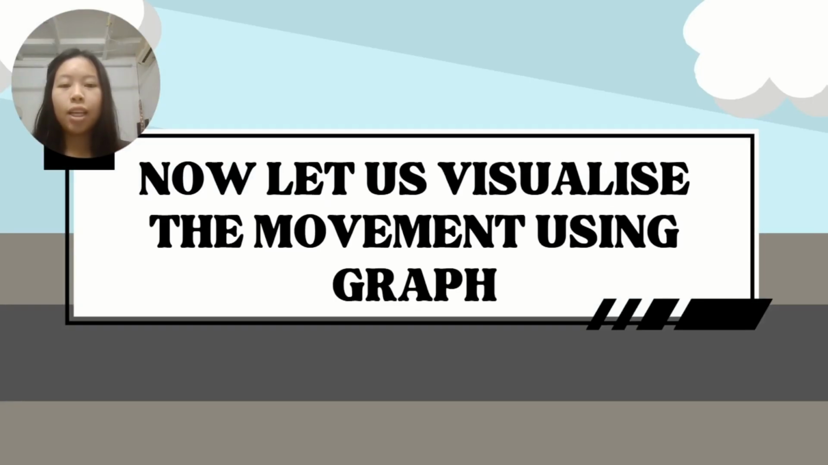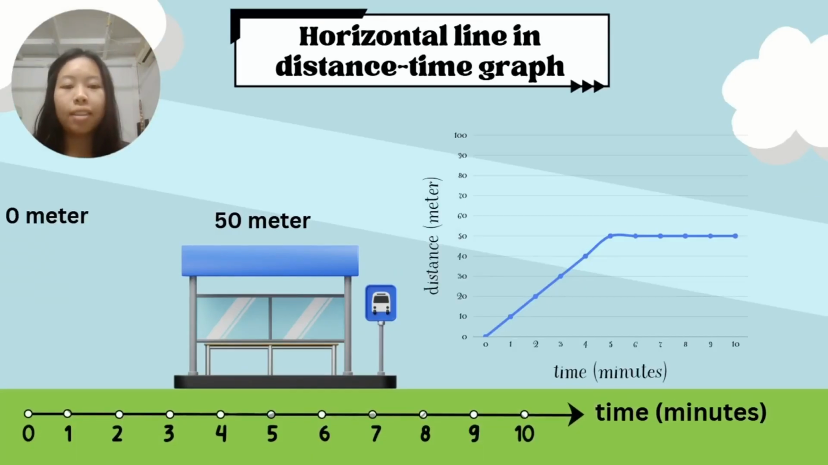Now let us visualize how the movement looks using the graph. At the right side, we can see the example of distance time graph. And at the left side, there's a boy at his home, which is the original position, 0 meter, and also the bus stop at 50 meter. First, when the boy goes from 0 meter to 50 meter at the bus stop, the time goes from 0 minutes to 5 minutes. Hence, the graph moves upwards from 0 minutes to 5 minutes, and the distance changed from 0 to 50.